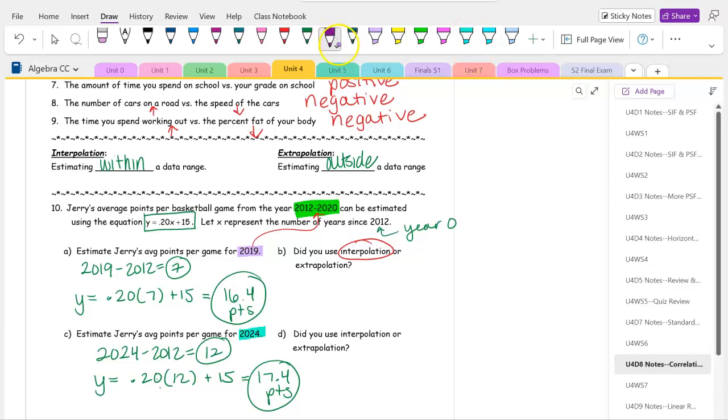All right, so now I'm going to look at the year 2024, and I'm going to come up and look at my data range. 2024 is later, and so that means this is extrapolation.